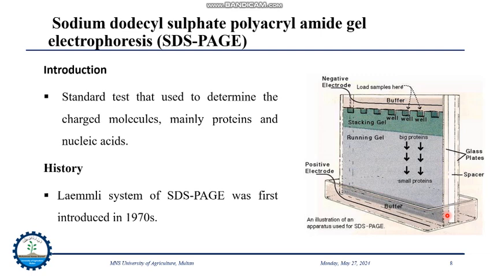The type of gel electrophoresis is sodium dodecyl sulfate polyacrylamide gel electrophoresis, SDS-PAGE. It is a standard test used to determine charged molecules, mainly proteins and nucleic acids. The Laemmli system of SDS-PAGE was first introduced in 1970. This is the structure, with a negative charge like agarose gel electrophoresis, and we supply the electric field and buffer solutions that we can use in this SDS-PAGE.